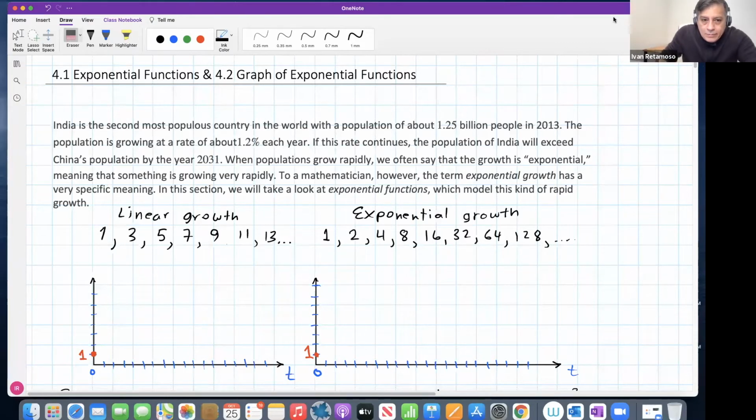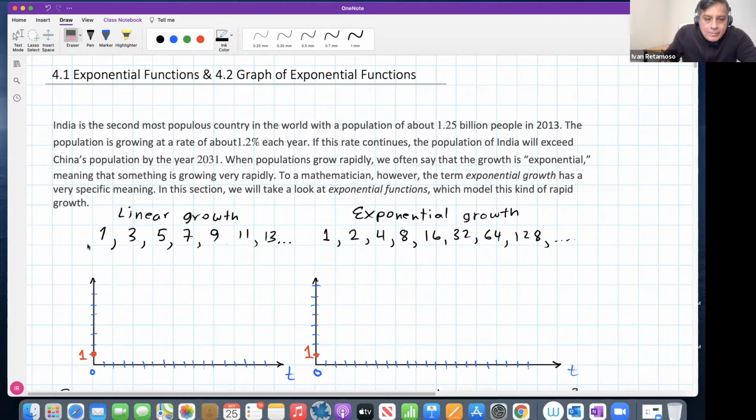Okay, so suppose we have linear growth. Look at this sequence of numbers. It starts with 1. Imagine this is like a population in a town, then 3, then 5, 7, 9, 11, 13. And then on the right, we have exponential growth. It started at 1, 2, 4, 8, 16, 32, 64, 128.